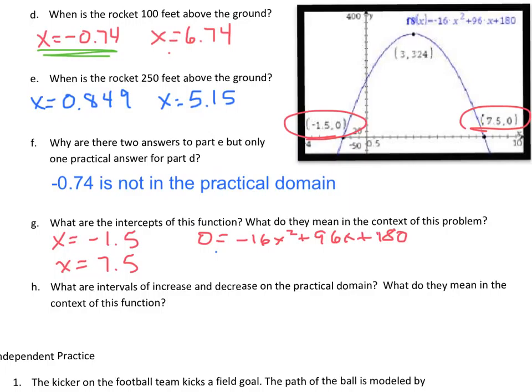Well, this first one right here, this x equals negative 1.5, it actually doesn't mean anything in the context. It's not in the practical domain. So it's an extraneous solution here because it's not going to give us anything for our problem. But the 7.5, that does give us a lot of information about the context. This 7.5 is going to be the time that it takes for the rocket to hit the ground. So 7.5 seconds after the rocket is launched, the rocket hits the ground.